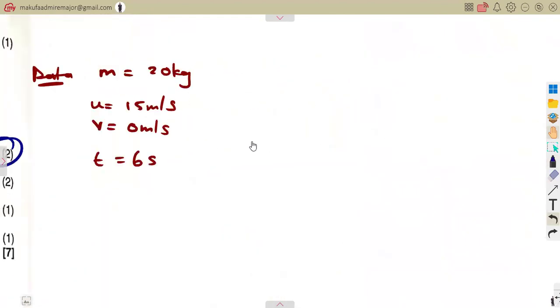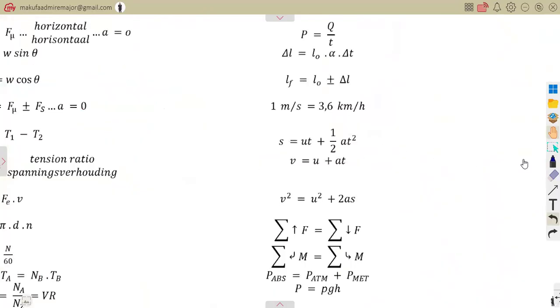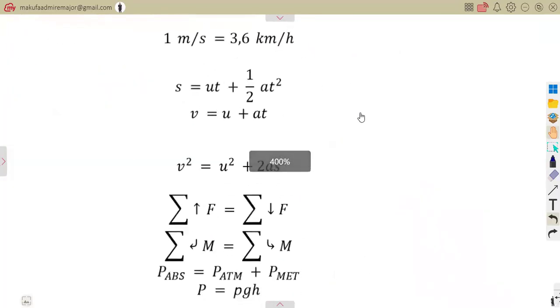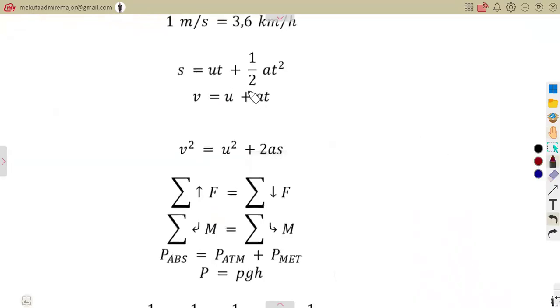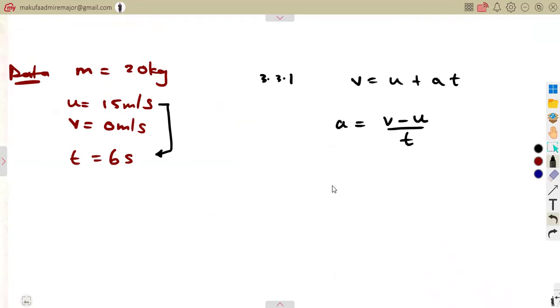The acceleration. We talked of that formula before. You still remember? We can even use the formula that we used previously: V is equal to U plus AT. Nothing has changed there, because we've got this part of our linear motion. We actually made acceleration the subject. If you still remember, guys, it was V minus U over T. So let's just substitute: V is 0 minus U, which is 15, over the time, that's 6.